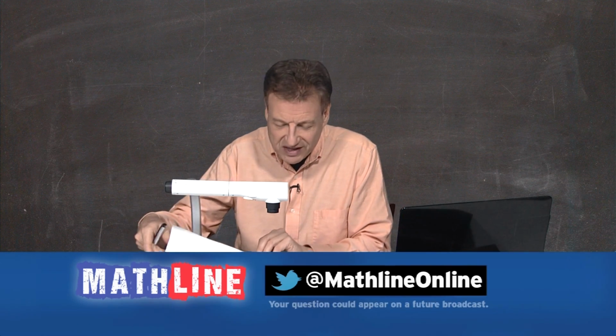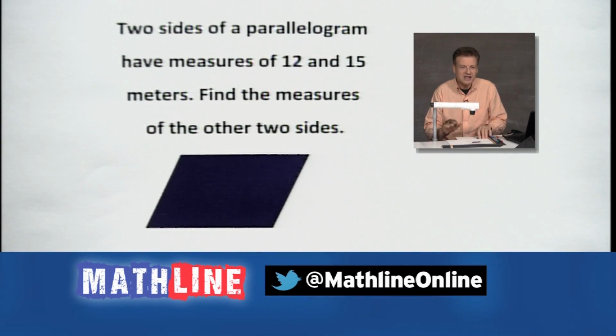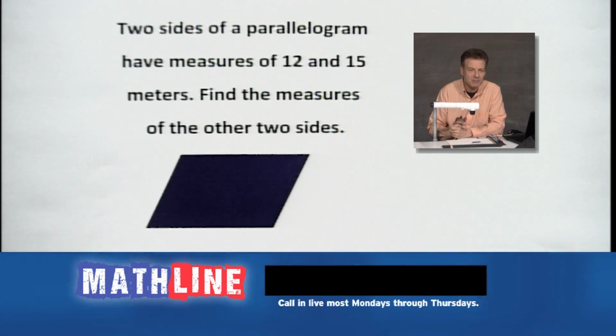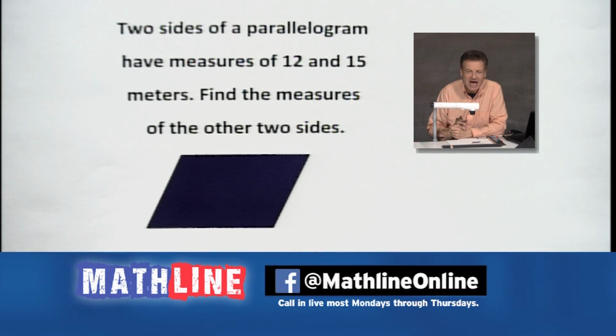So what do we do with it? Let's put some numbers to this stuff, all right? Let's put some numbers to these pictures. So let's see what we got on our next one here. Those of you tuned in the last show, you probably saw this and said, well, I remember what to do. Let's see if you remember, all right? We have two sides of a parallelogram with measures 12 and 15 meters. We're going to find the measures of the other two sides.